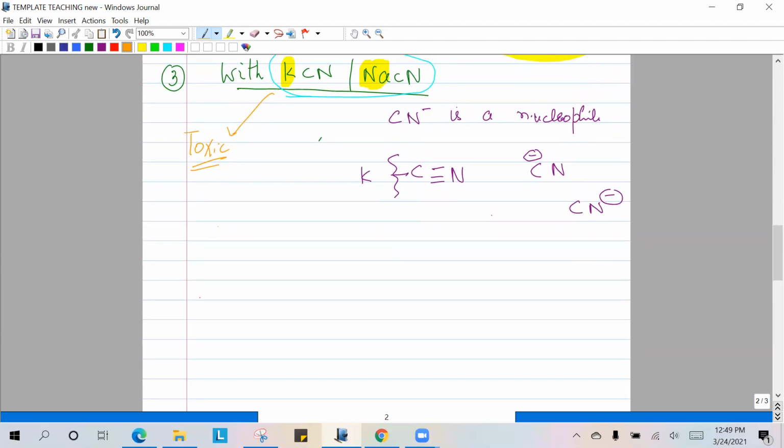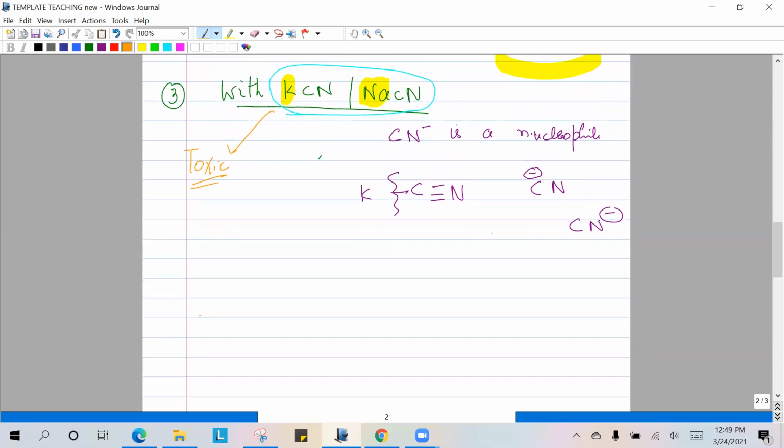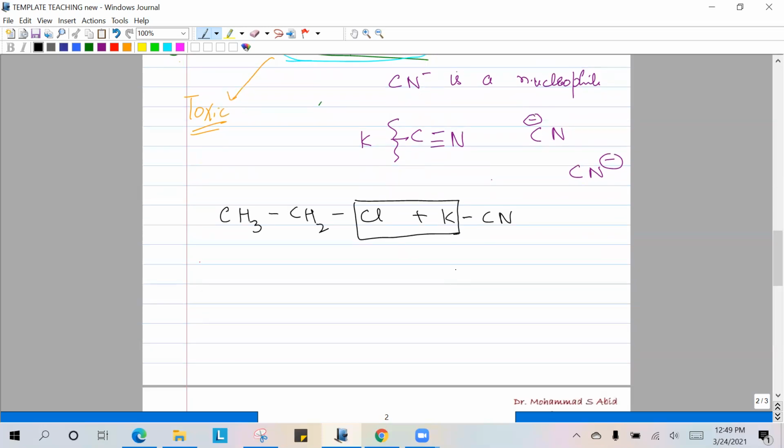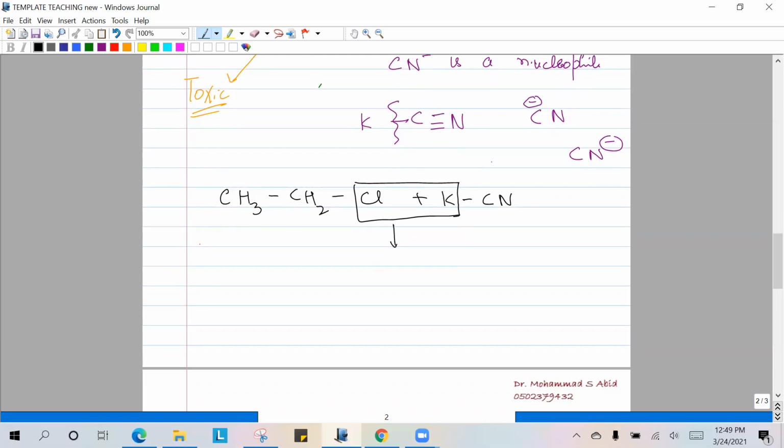So cyanide is very, very highly toxic, especially HCN. Over here, the CN minus is a nucleophile. The reaction will take place in the same way. You have your CH3CH2Cl, and I take, let us say, KCN. What happens is the K combines with the Cl, and you end up with CH3CH2CN. You end up with a CN. We will talk about the naming and everything. So this haloalkane is your chloroethane.